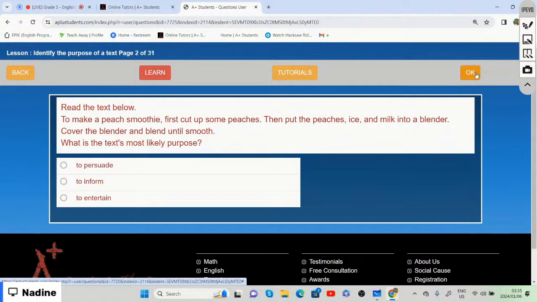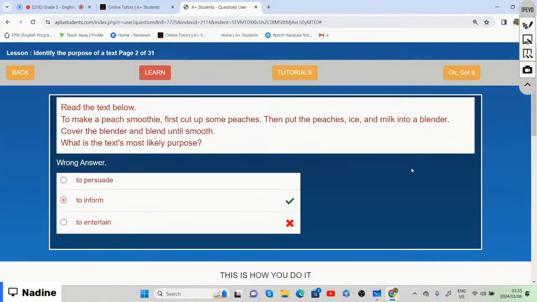All right. So if we want to say what the text's most likely purpose is, let's go with entertain. I think it is to inform, but let's go with entertain. This is actually to inform, right? It's almost like a recipe. They're informing us as to what we need to do. Entertainment is more funny texts that we are getting, right?